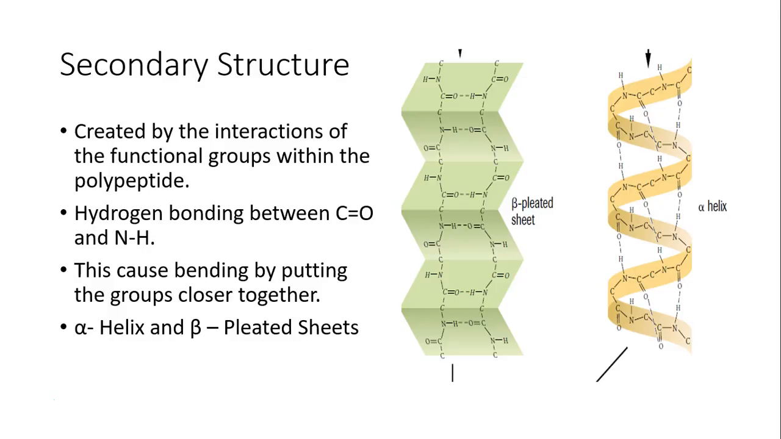But then when you get to secondary structures, now you start having interactions with the functional groups within the polypeptide. So you start seeing some interactions within close proximity, amino acids starting to have some type of structure or some type of bending, which gives you the alpha helix, which is like a spiral staircase, or beta pleated sheets. Just get a piece of paper, fold it up like an accordion, and that's kind of what it's going to look like.